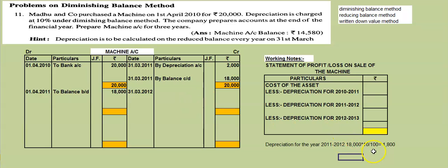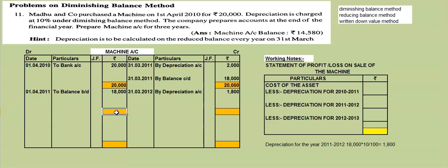So here the method of depreciation is changing. Instead of taking on 20,000, that is the cost of the asset, we have taken depreciation now on 18,000, on the reduced value. After the first year the reduced value is 18,000. On that value you have to take the depreciation, under the diminishing balance method. Now we will write here by depreciation. Depreciation account. How much is depreciation now? 1,800. Understood this way.